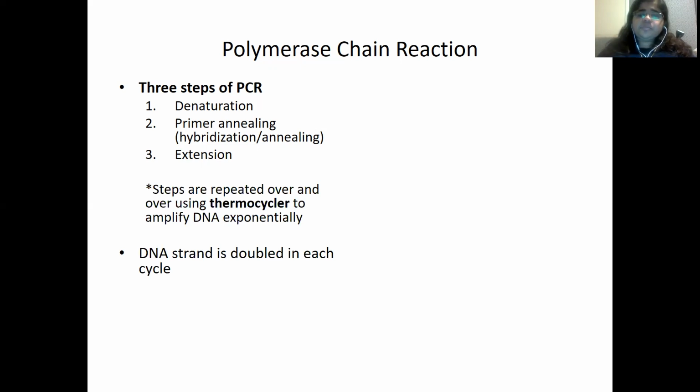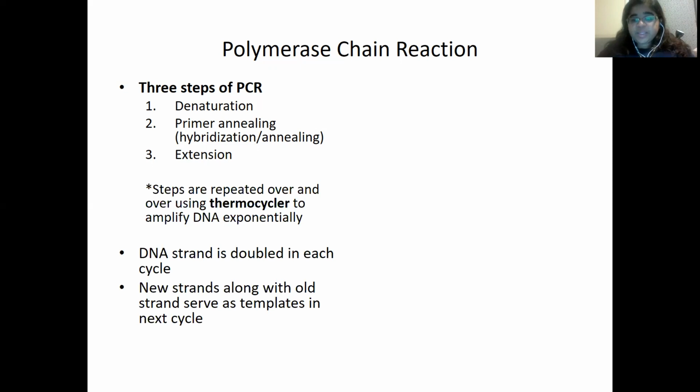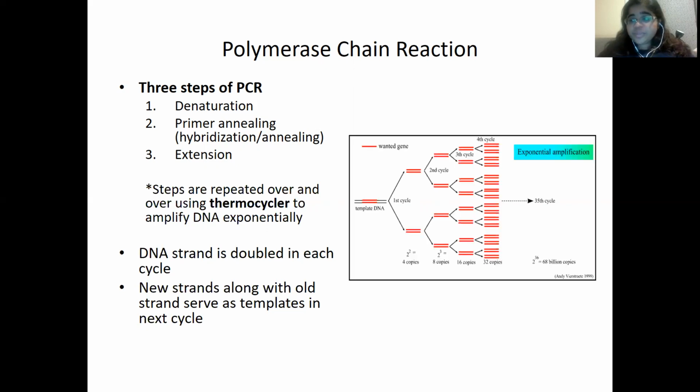And the DNA strands are doubled in each cycle. New strands along with the old strands serve as templates in the next cycle. So this is essentially how it works.